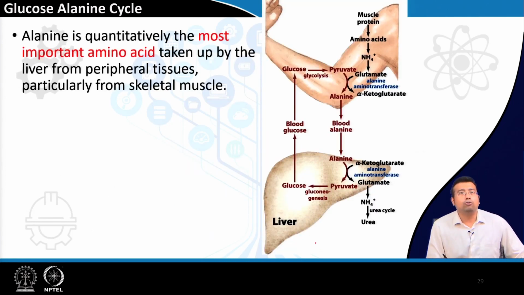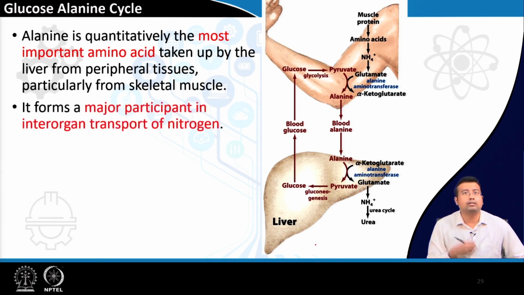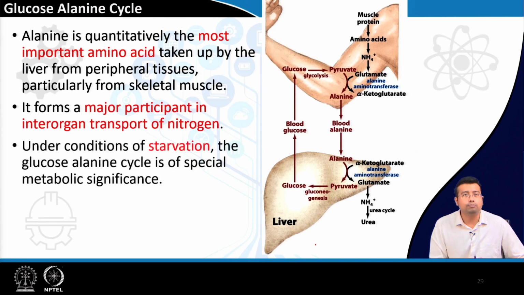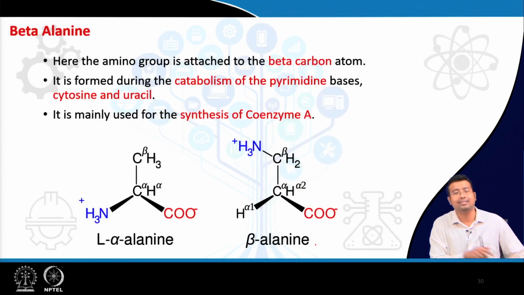We also know about the glucose alanine cycle. We have extensively discussed it in ammonia metabolism, how alanine is the most important amino acid that takes part in nitrogen transport in peripheral tissue along with glutamine, all right. And under conditions like starvation, this becomes very significant, right. So, this diagram that was discussed in ammonia metabolism is also relevant in alanine metabolism.